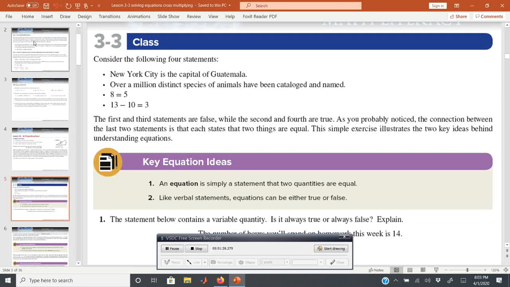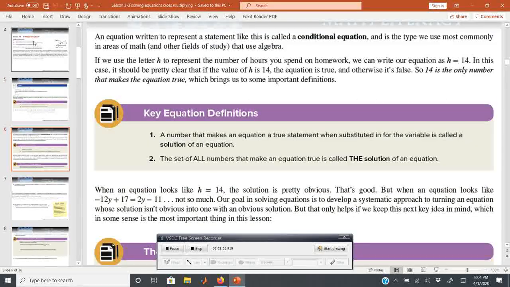8 equals 5 is not a true statement, and that's what they talk about in the paragraph below. Whereas 13 minus 10 does in fact equal 3, so we know that's a true statement. We can write an equation that says 8 equals 5, but it's not a true equation. That's what we want to look at in this lesson. So, key idea: an equation is simply a statement that two quantities are equal. It can either be true or false.